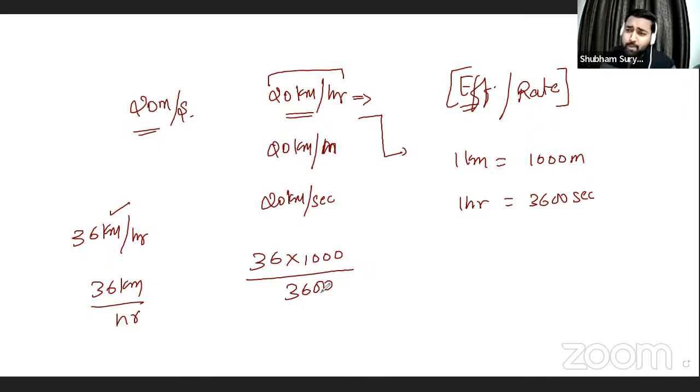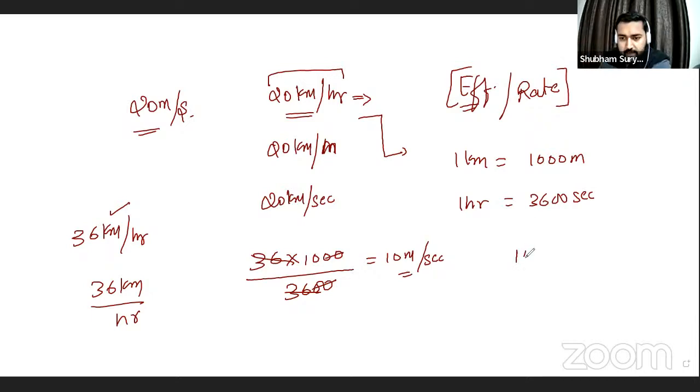अभी कुछ लोग कहते हैं कि यार multiply by 5 by 18, divide by 5 by 18, है ना? ये सब चीजें याद कर लो. याद क्यों करना है यार? सिंपल है ना? किलोमीटर को मीटर में ले जाना है, आवर को सेकंड में ले जाना है, तो 1000 से मल्टीप्लाई किया, 3600 से डिवाइड कर दिया. So 00 and 00 goes, 36 and 36 goes. It's gonna be 10 meters per second. So from kilometer per hour to meter per second, it's pretty simple. Just multiply by 1000 and divide by 3600.